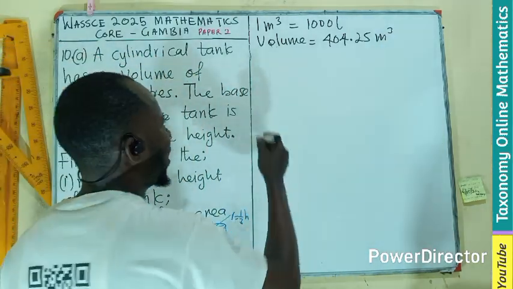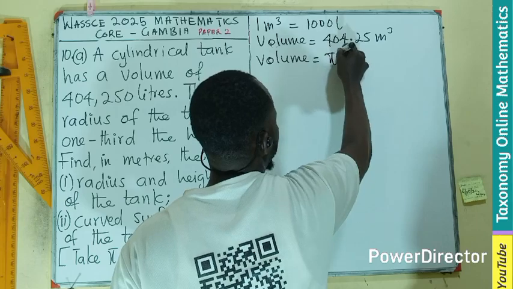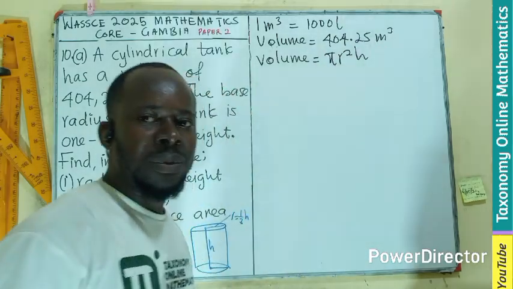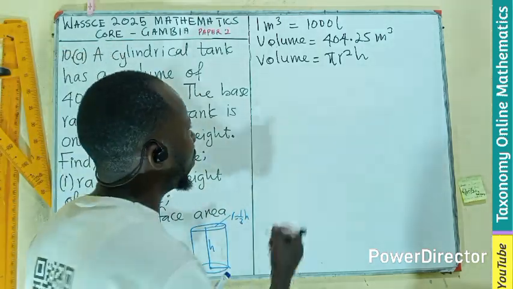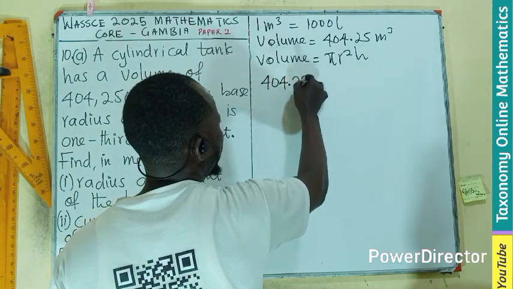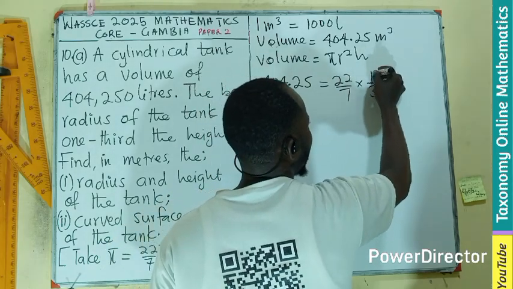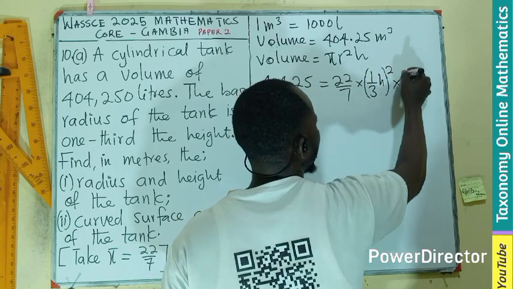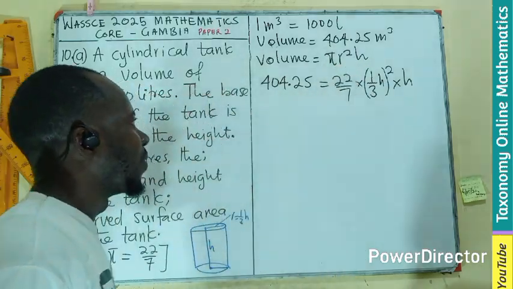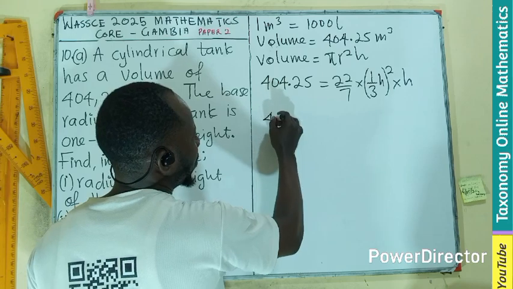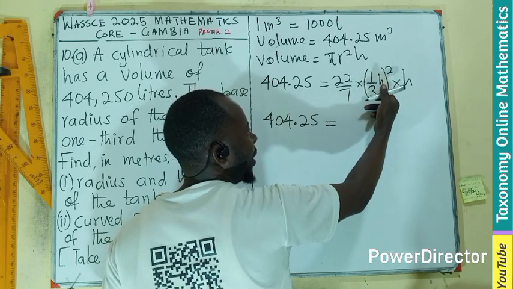So now we can also say that the volume of a cylinder is the base area πr² times the height. But do we know what the radius is expressed in? It is in terms of the height. So I should be having 404.25 equals 22/7 times (1/3 h) all squared times h. This h is here, 1/3 r, and h is representing the r. Fast forward, we can have our 404.25.